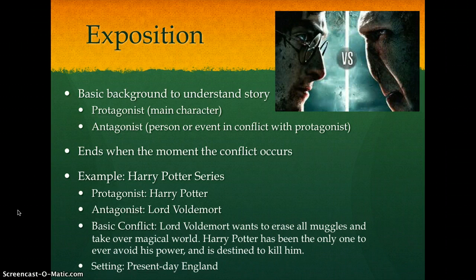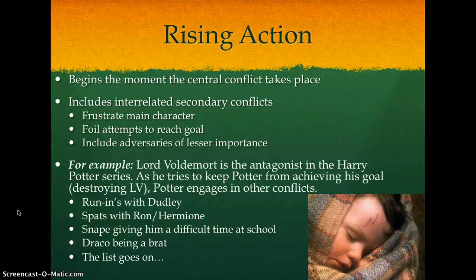So just to recap, in the Harry Potter series, the protagonist is Harry Potter. The antagonist is Lord Voldemort. The basic conflict is Voldemort wants to erase all muggles and take over the magical world, and Harry's the only one that can stop him. And it's set in present-day England. Pretty basic stuff. Now the rising action.